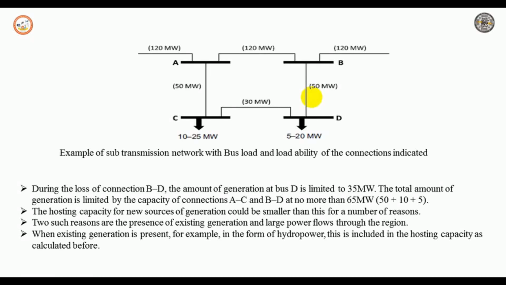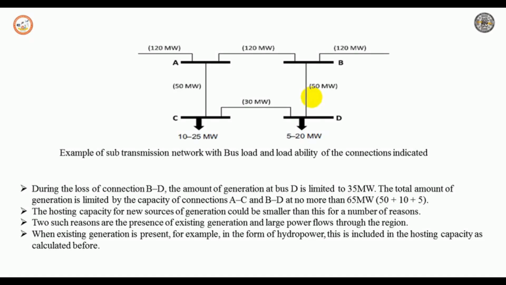The hosting capacity for the generation could be smaller than this for a number of reasons. Among them, we identified only two. The first is the presence of existing hydropower, which may be included in our hosting capacity. Consider a 30 megawatt hydropower generator already connected to bus C. The hosting capacity for new generation, for example a wind park, is then only 10 megawatts for bus C and 35 megawatts for buses C and D together.